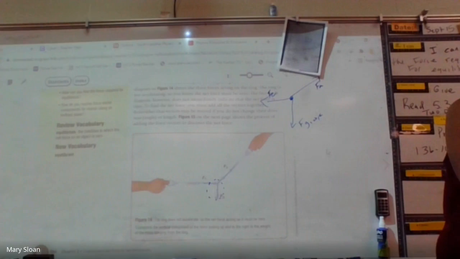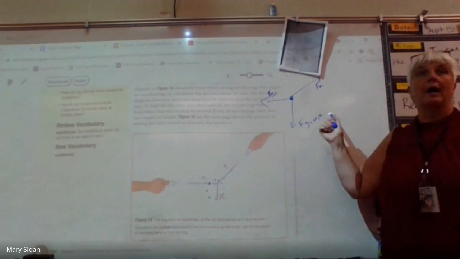Force tension. Why would it be force tension? Because you're pulling on it, so it's stretching out. There's a spring involved, correct? Yeah. Do you agree? I think it's force tension more than force applied. Okay? So the force tension would be on what by what?